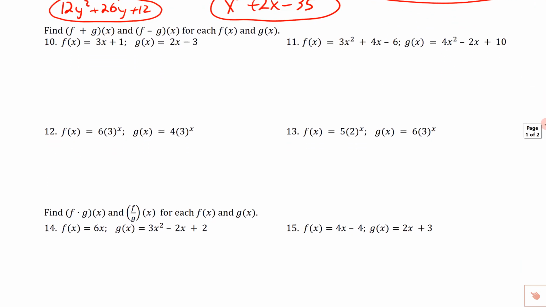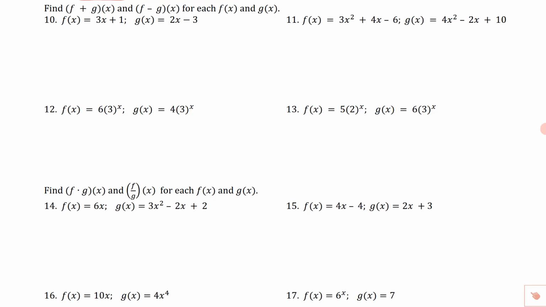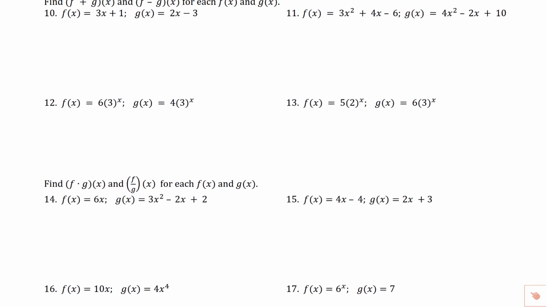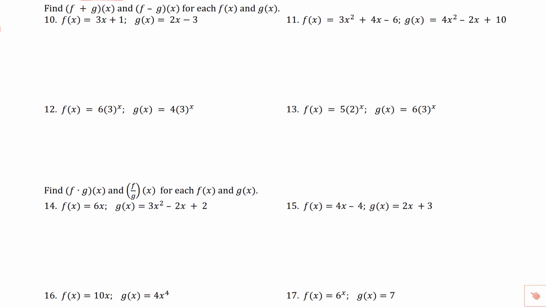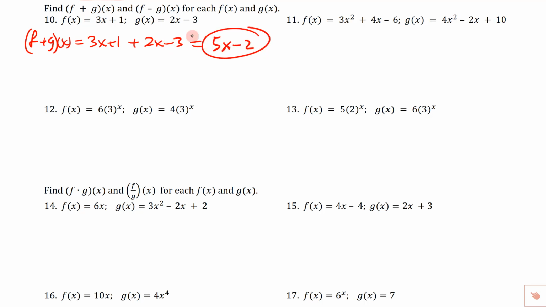All right, let's slide down here. We've got some function operations to do. So on number 10, it says that we need to do f plus g and f minus g for each one of these. So let's run through and do this. So we need to add these together and then we need to subtract them. So let's go ahead and do f plus g of x. And again, this is just the standard way of writing this. So we're going to write 3x plus 1 plus 2x minus 3. Again, not a big deal that I didn't use parentheses because there's really nothing to distribute through. It's not going to change the sign of anything. So when we put those together, we get 5x minus 2. Circle that, that's the answer.